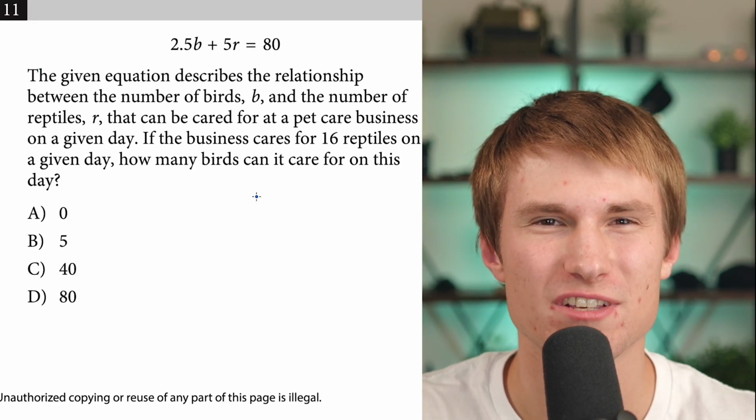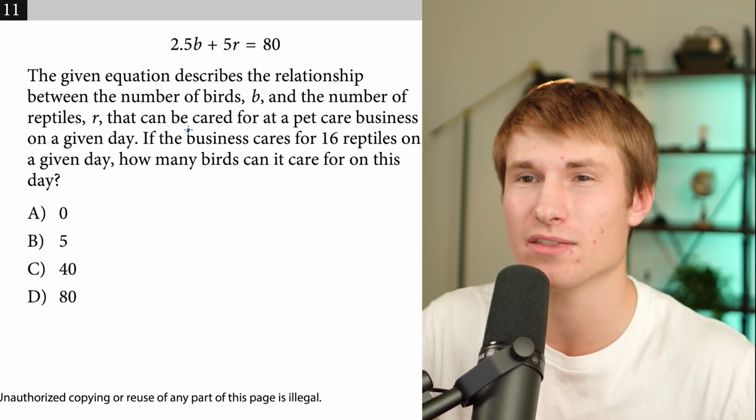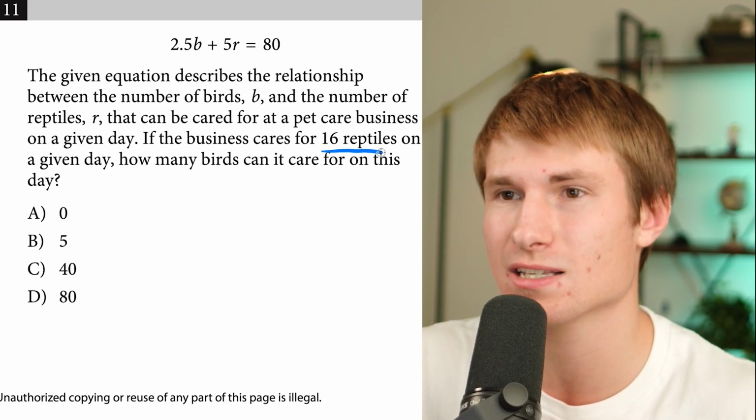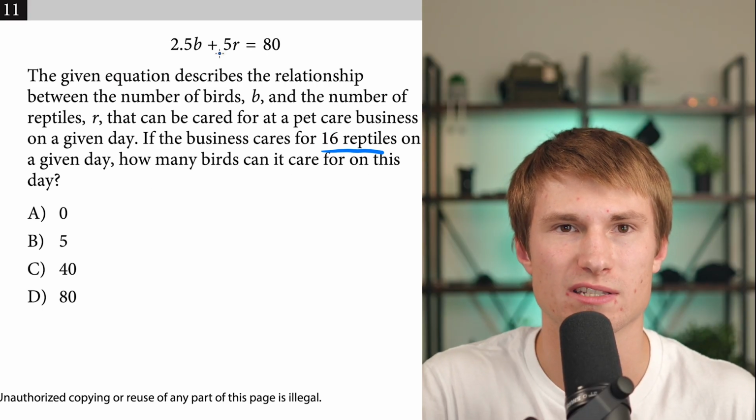Here's how to quickly solve this SAT math question. Question 11 states the given equation describes the relationship between the number of birds B and the number of reptiles R that can be cared for at a pet care business on a given day. If the business cares for 16 reptiles on a given day, how many birds can it care for on this day? Well, we know we can plug in 16 for R then.